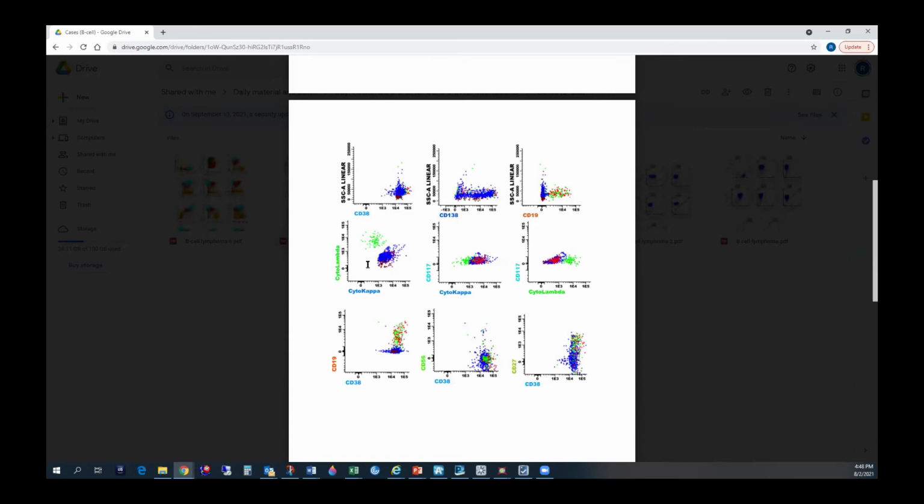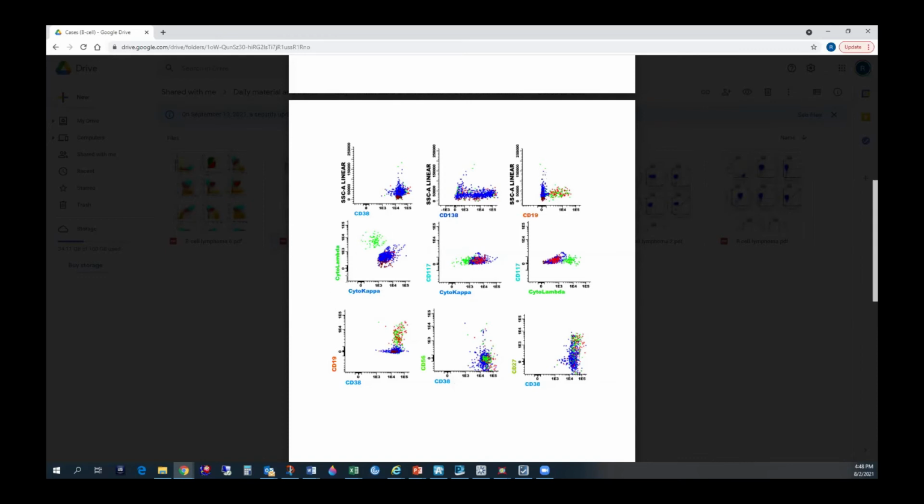When you see the mixture of green and red, if you look at the cytoplasmic kappa and lambda, the green is here and the red is here. You can see that the blue is kind of hiding it a little bit, but the red is here. So basically the green is lambda and the red is kappa. So those are your normal polyclonal plasma cells, and this is the CD19 negative abnormal plasma cells.